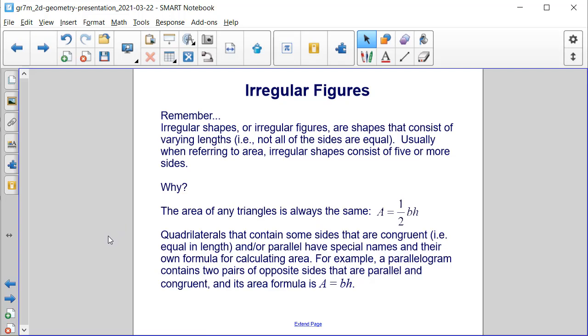In a quadrilateral that contains some sides that are congruent or equal in length, and/or parallel sides, those quadrilaterals have special names and their own formula for calculating the area. For example, a parallelogram contains 2 pairs of opposite sides that are parallel and congruent, and its area formula is A equals base times height.